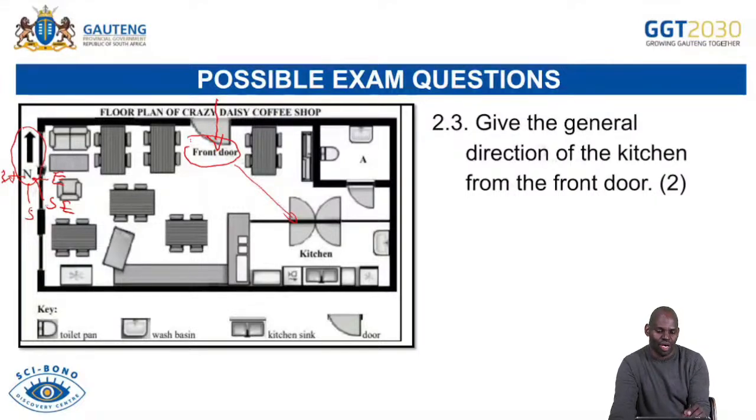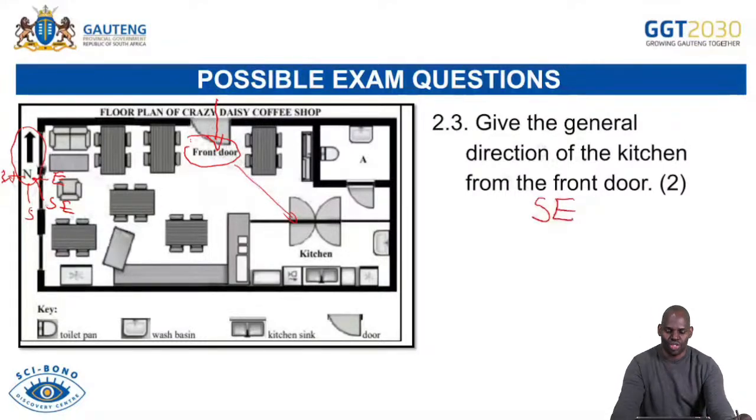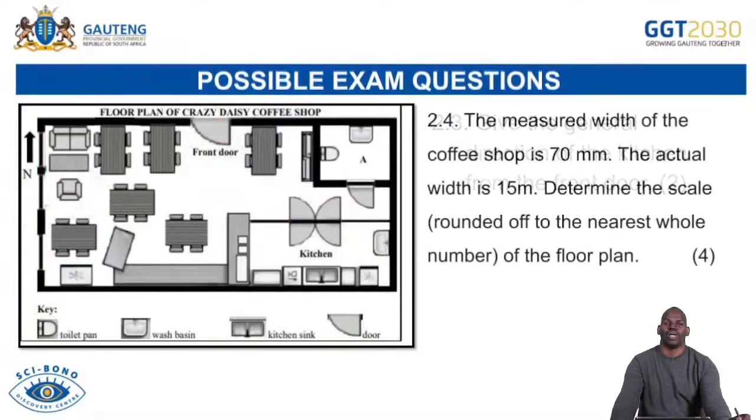Where is the kitchen from the front door? If I have to point where the kitchen is, it will simply be southeast. So the kitchen is on the southeast from the front door. Very easy as well.